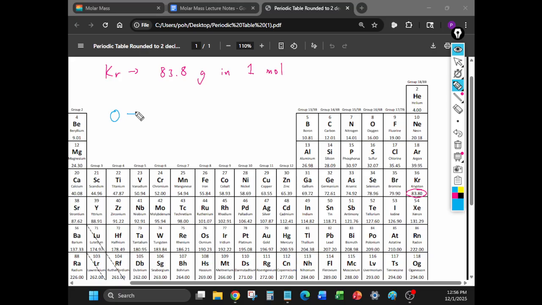Okay, for oxygen, it's going to be on the right side top, 16. So you're just going to write 16 grams in 1 mole. That's it. That's molar mass. Pretty easy, right? Okay. It gets a little bit trickier.